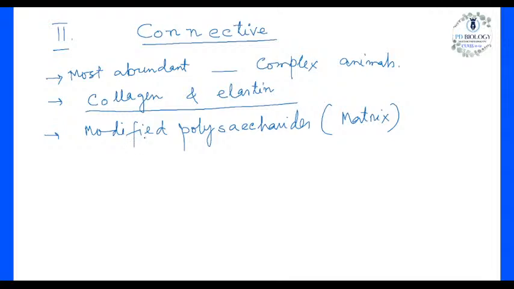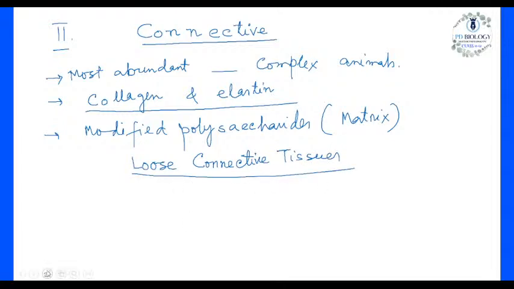So the connective tissue is of three types: loose, dense, and specialized connective tissue. So first, the loose connective tissue.